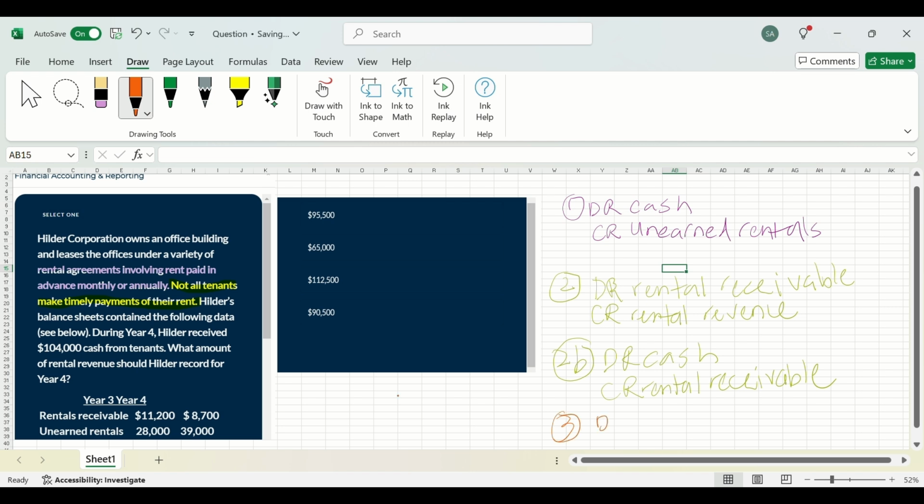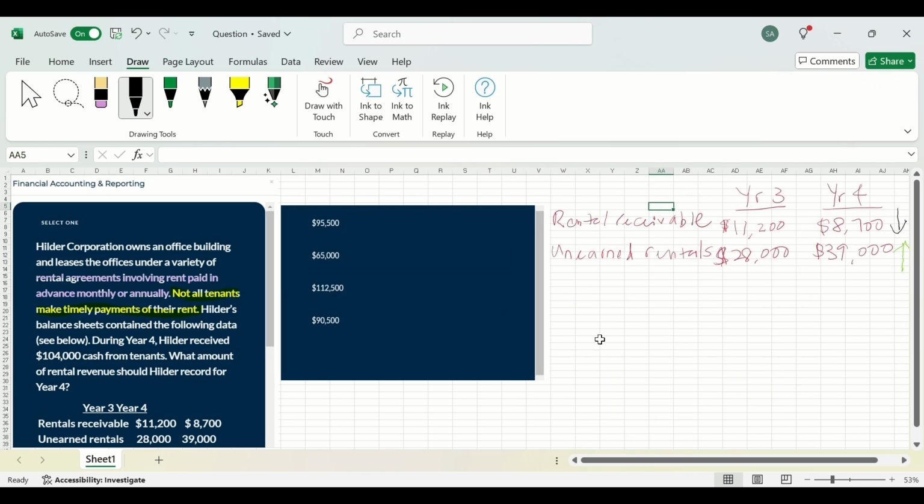For tenants that paid on time for their rent, the journal entries will be debit cash and credit rental revenue. From year 3 to year 4, rental receivable decreased by $2,500. This means the following entry is affected: debit cash $2,500 and credit rental receivable $2,500.